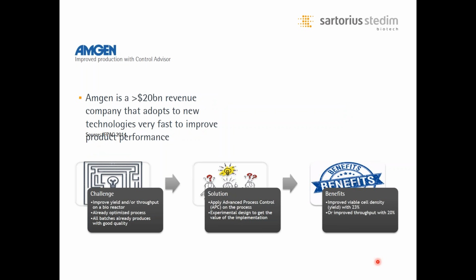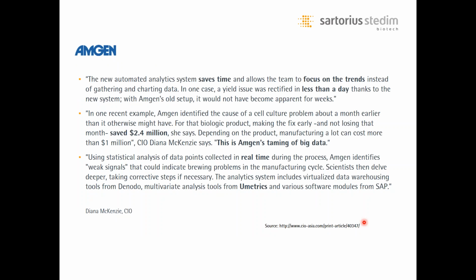And Amgen is another company that uses Simca Online, and Amgen also uses the Control Advisor. They use it to improve yield and throughput on a bioreactor. And this is basically on an already optimized process where they use the Control Advisor. And with this, they've been able to improve viable cell density by 23% and improve the throughput by 20%. Quite good. They have also used Simca Online in the regular mode for a long time.